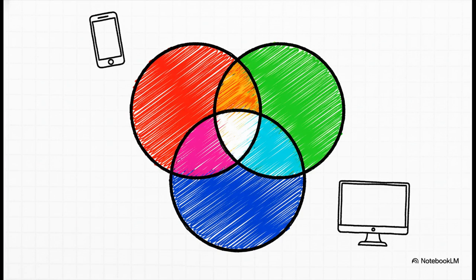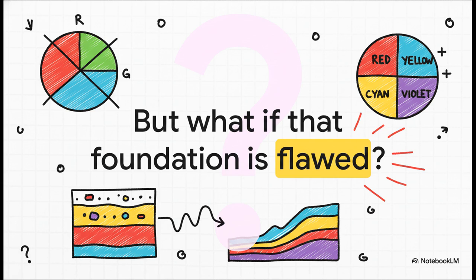I mean, think about it. The screen you are looking at this very second is creating every single color you see by just mixing red, green, and blue light. It's called the RGB model, and it is literally the foundation of our entire digital world. It's in your phone, your TV, your camera, it's just everywhere. And it feels totally solid, doesn't it?